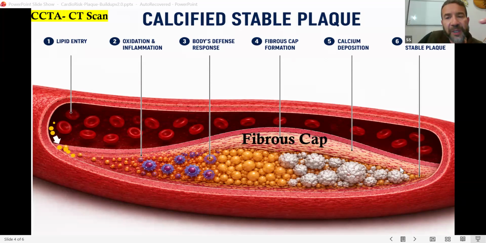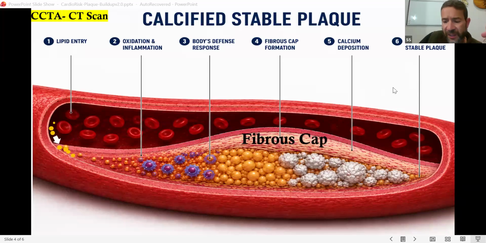And because inflammation is down, it is less likely to keep expanding and keep putting pressure on this protective layer, the fibrous cap. And therefore, it is less likely to rupture. And this is why it's called stable plaque. It is contained, and the fibrous cap is solid and thicker, and it is less likely to rupture.